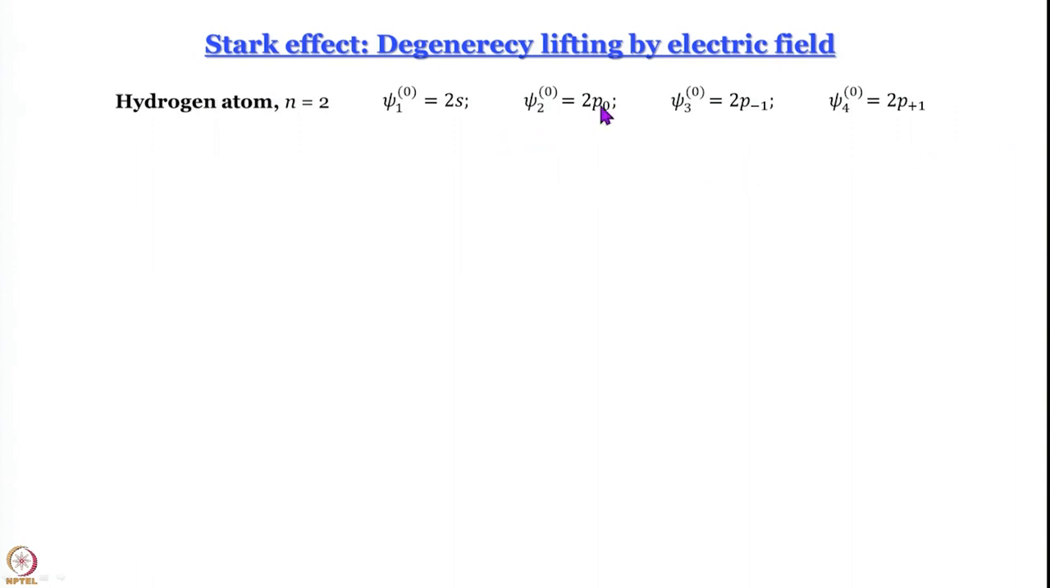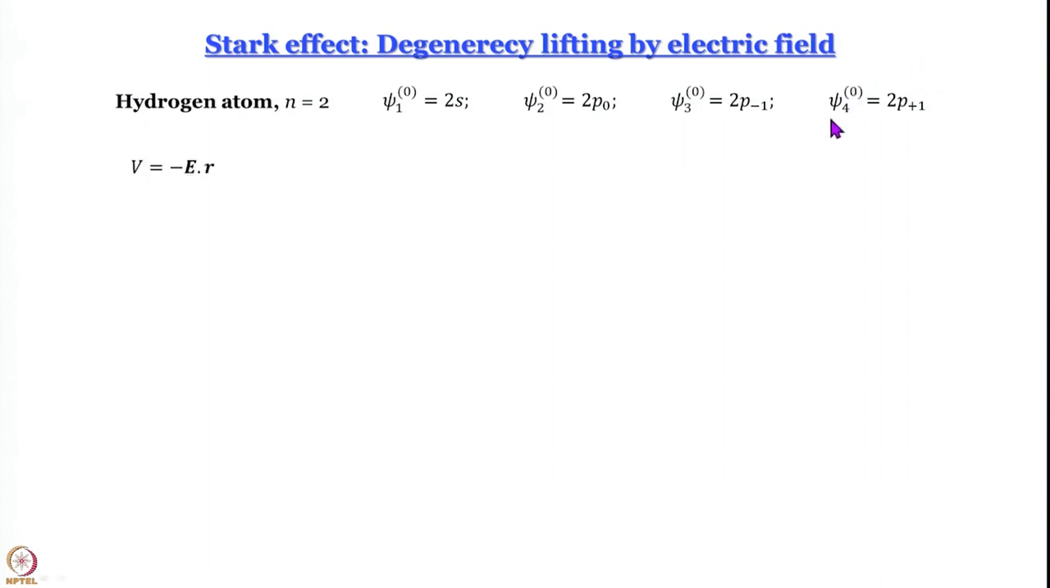2pz is actually equal to 2p0. When m equal to 0, then we actually get the pz orbital. We have discussed this in significant detail while talking about orbitals.